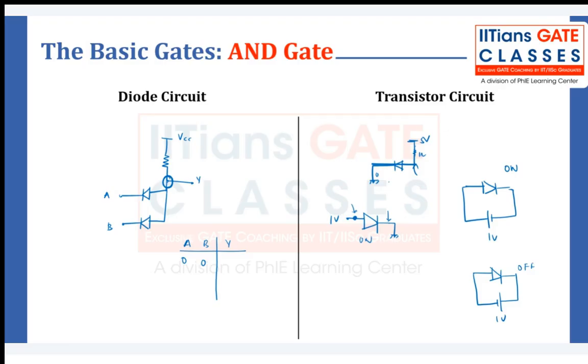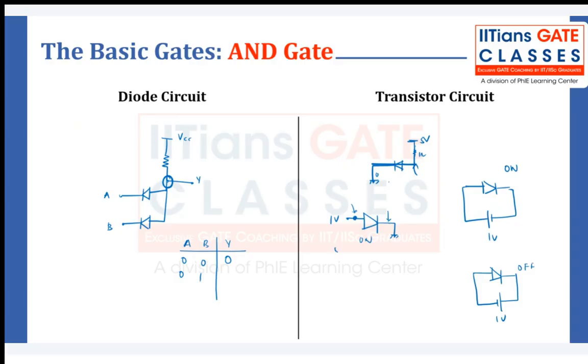When both the diodes are shorted to ground, what is the voltage at Y? It will just be a wire connection, 0, right? So Y will be 0. With 0 and 1, if these are on, then it will make Y as 0.